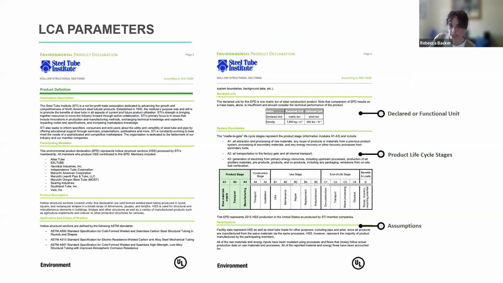That's generally going to be in its own section, as well as which life cycle stages were included, A1 through A3, and then what other modules. And then the other one that I highly recommend that you take a look at is the assumption section. That's going to tell you what assumptions were used by the LCA practitioner and why.